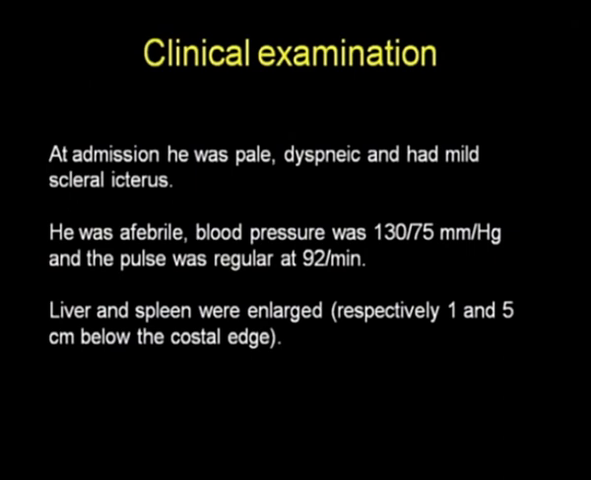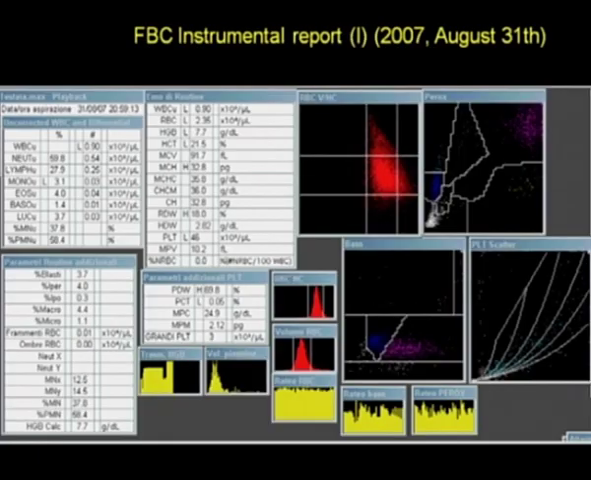So it's 6 days later, because it was at the end of August. At admission, he was pale, dyspneic, with mild scleral icterus, afebrile, with normal blood pressure and normal pulse rate. Liver and spleen were enlarged, respectively 1 and 5 centimeters below the costal edge. And this is the instrumental report.